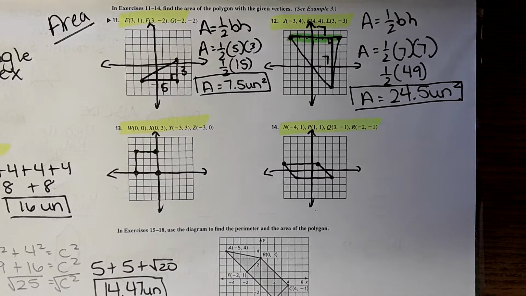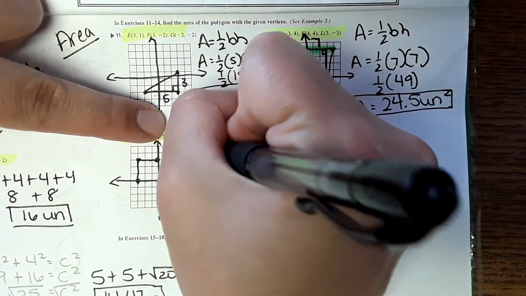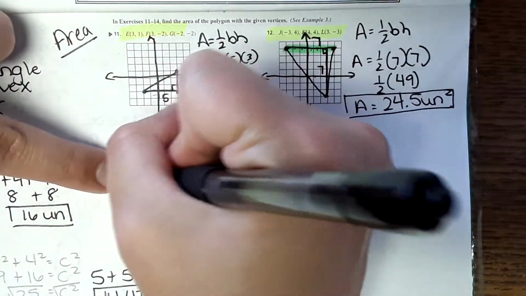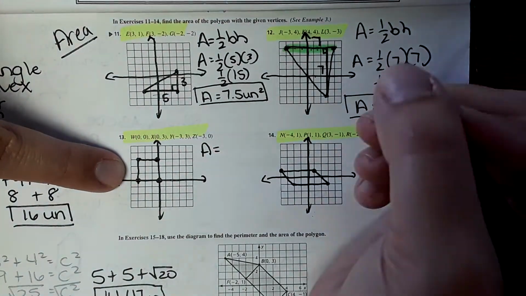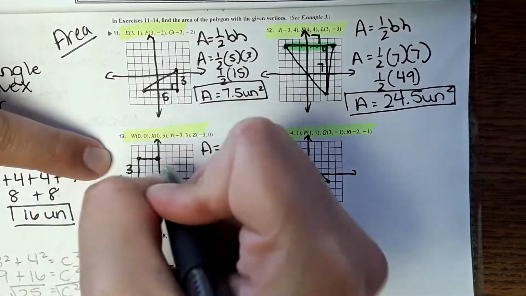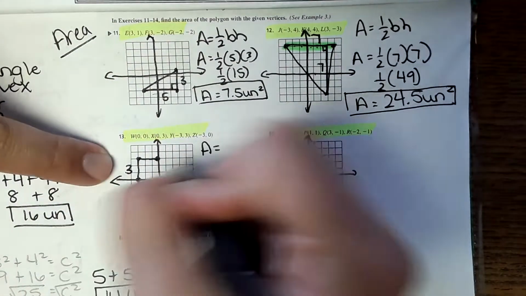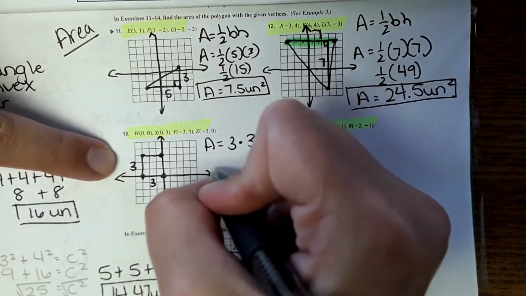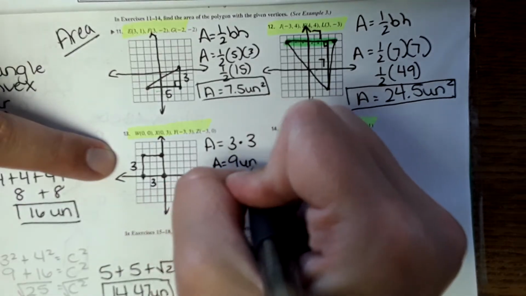We just have a square. Area of a square is just side times side, or length times width, however you want to think about it. We have 3 units here, 3 units here. So it would be 3 times 3 is 9. Area equals 9 units squared for this one.